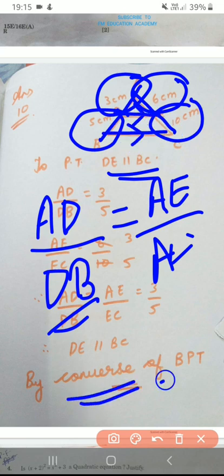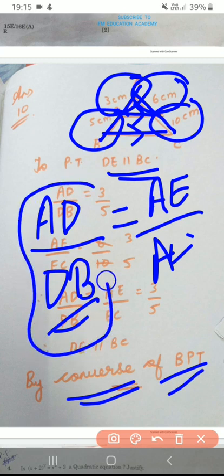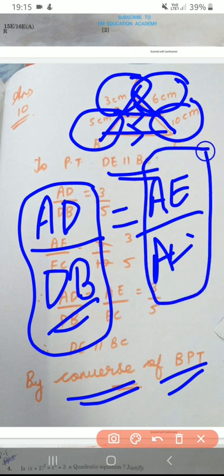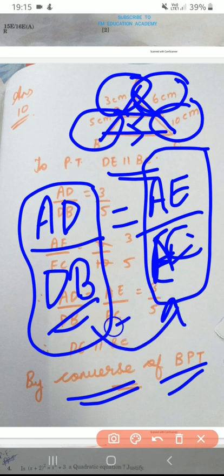That is my converse of basic proportionality theorem, BPT. So what I'll do is I'll find out the value of AD by DB, and I'll find out the value of AE by EC. If AD by DB is equal to AE by EC, the values are the same, which means I can say that DE is parallel to BC by converse of BPT.